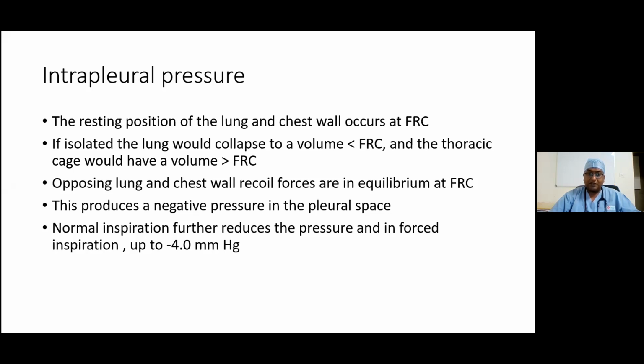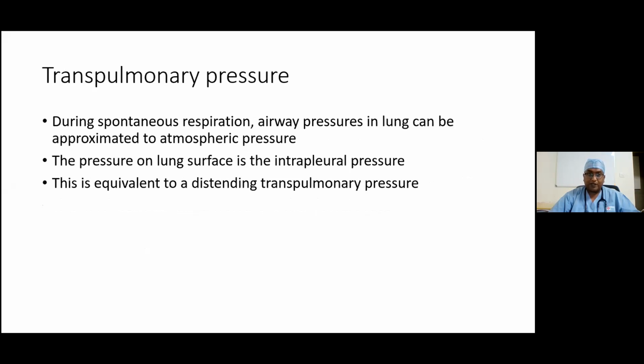This negative pressure, on normal inspiration, further reduces. In forced inspiration, it can fall up to -4 millimeter mercury. Now, we'll come to the term transpulmonary pressure. During spontaneous respiration, airway pressure in the lung can be approximated to atmospheric pressure. The pressure on the lung surface is the intrapleural pressure. So this is equivalent to a distending transpulmonary pressure.